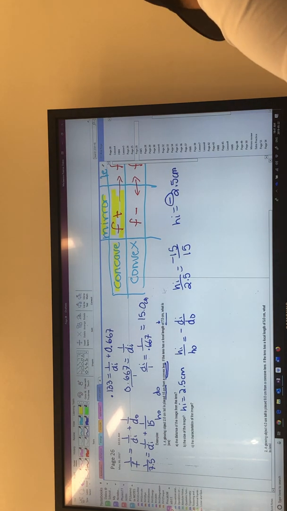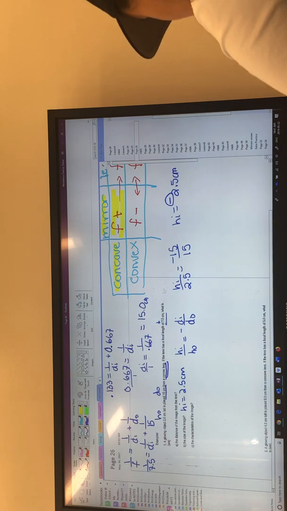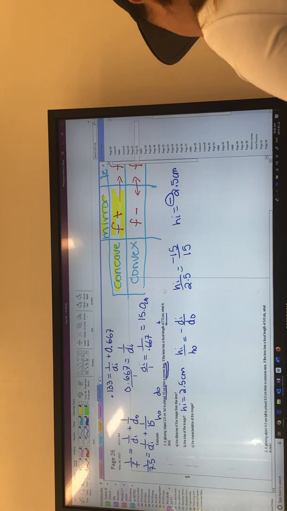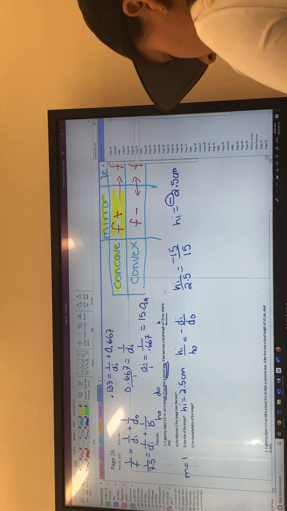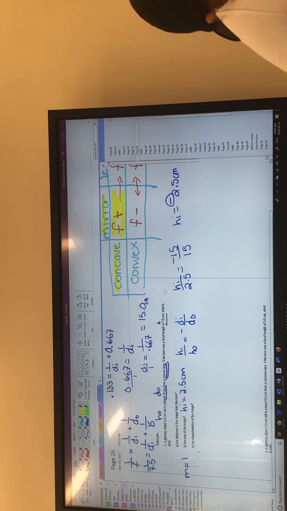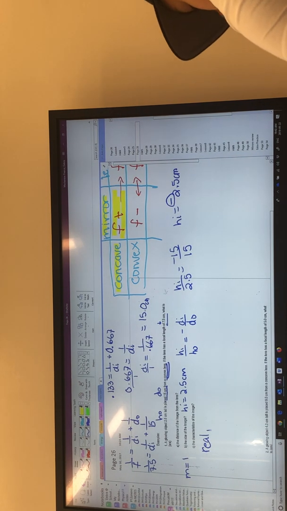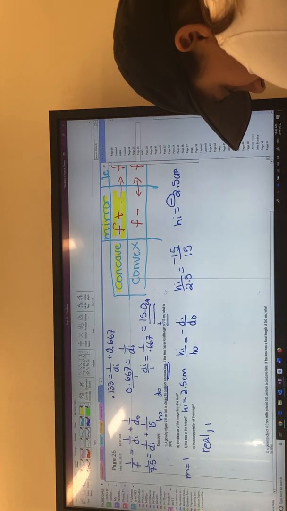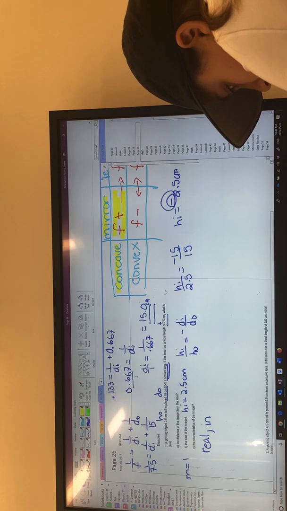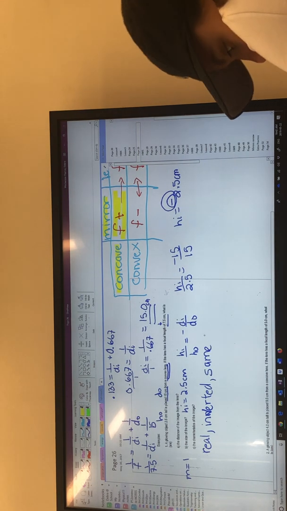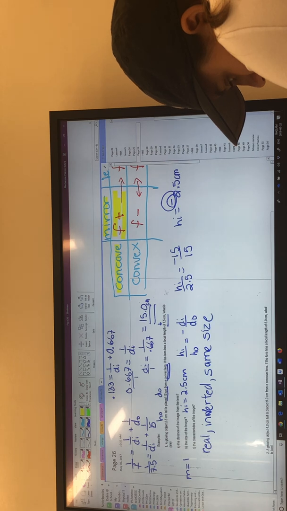This means it's upside down, right? It's flipped over, which, the size of the image, or we could say the magnification, is 1. The characteristics of the image: we know that it's real because di is positive. We know that it's inverted because of this negative here, also because it's real, and we know it's the same size because we figured it out.